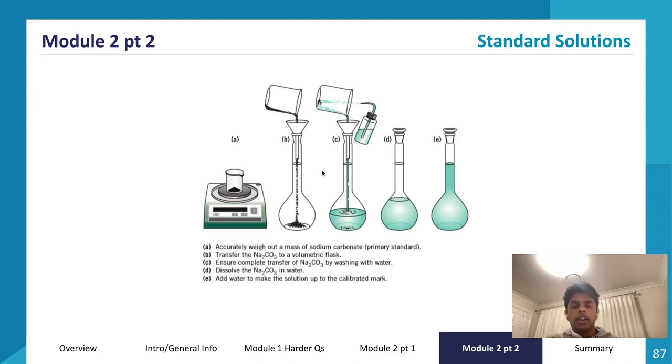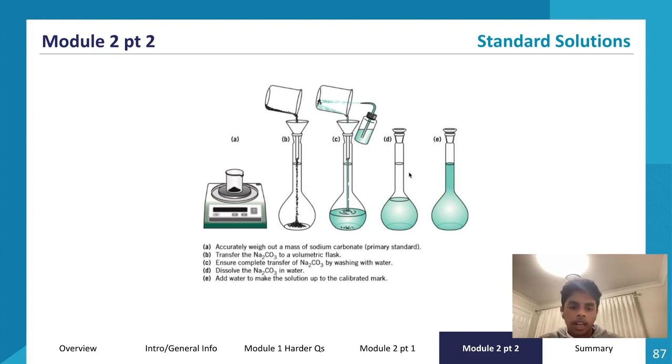And why a volumetric flask instead of a beaker? Well, the markings on a volumetric flask are a lot more accurate than the markings on a beaker. So there's a lot less percentage error in a volumetric flask. And then we ensure the complete transfer of Na2CO3 by washing the beaker with water, right? Because there might still be some particles left over in our beaker, we thoroughly rinse out that beaker with deionized water, making sure everything coming out of that beaker flows directly into the volumetric flask to ensure complete transfer of our sodium carbonate.